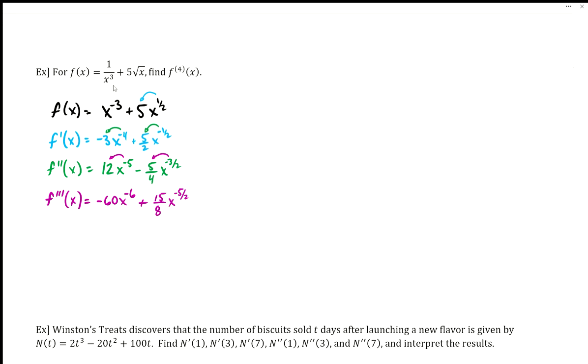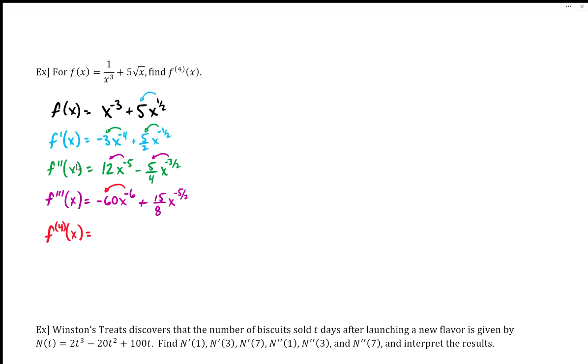Okay, so let's do one other color. I'm going to do it in red. All right, so our fourth order derivative, they use parentheses at this point because we don't want to lose track of how many primes there are, because it would get messy if we just did a whole lot of primes for higher order derivatives. So we just do the parentheses with the number of derivative. And then now, again, we're doing our power rule.